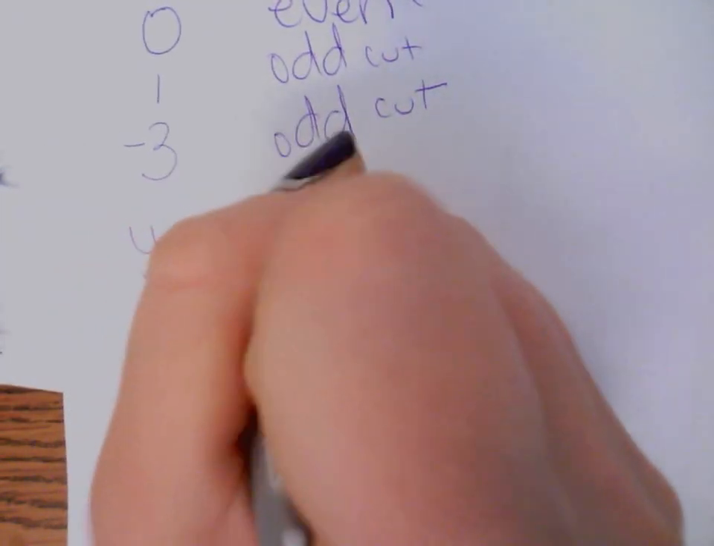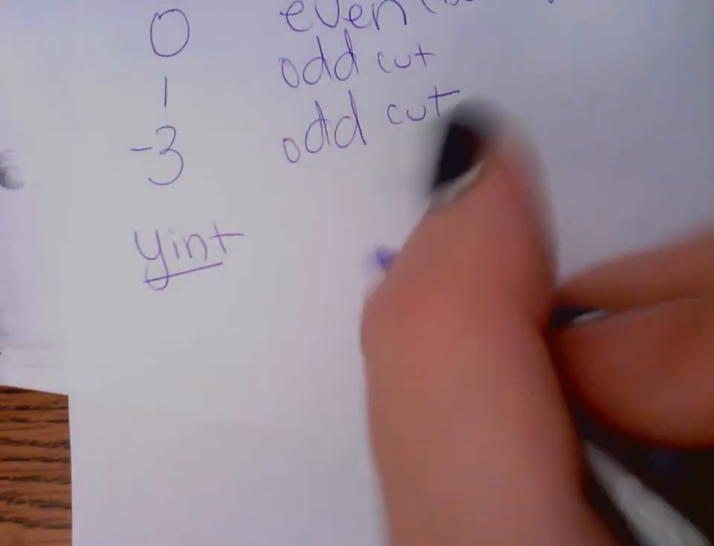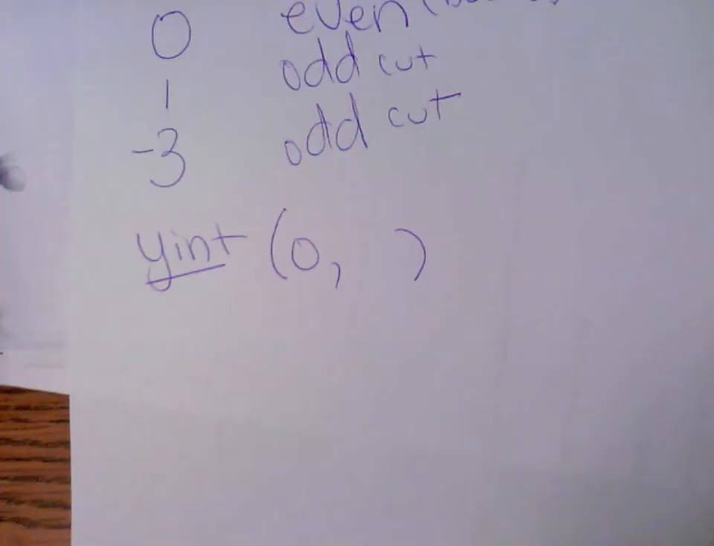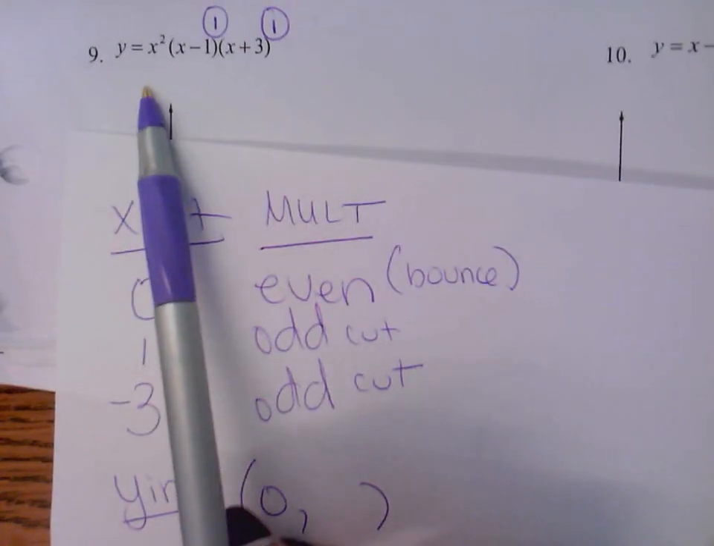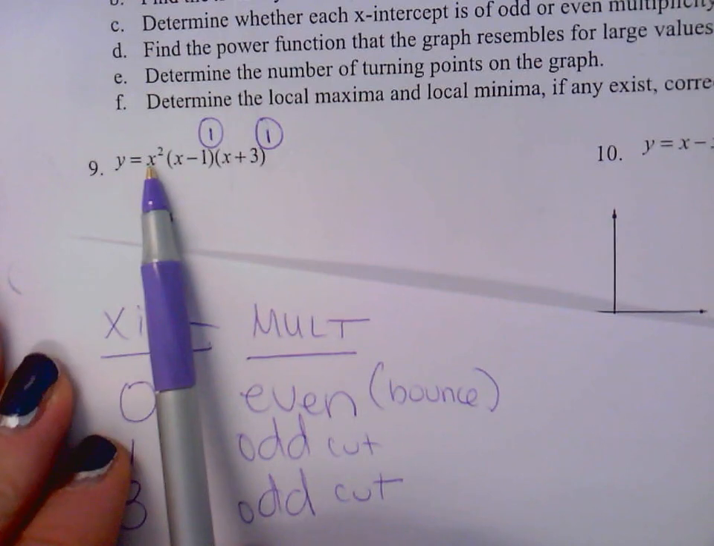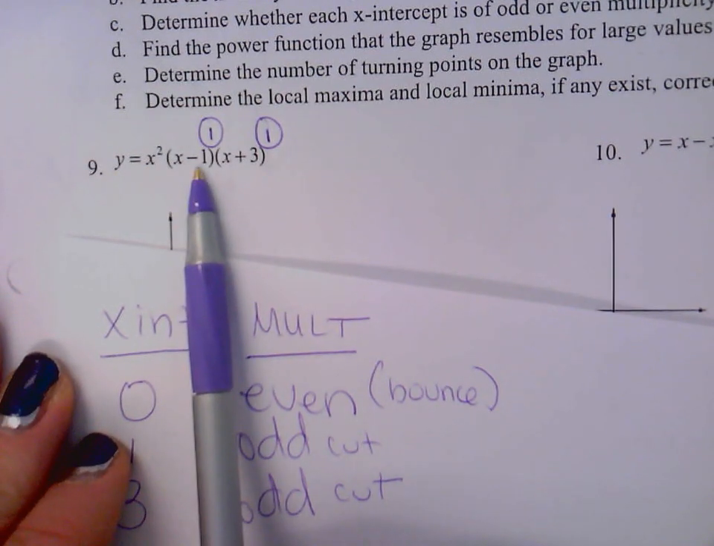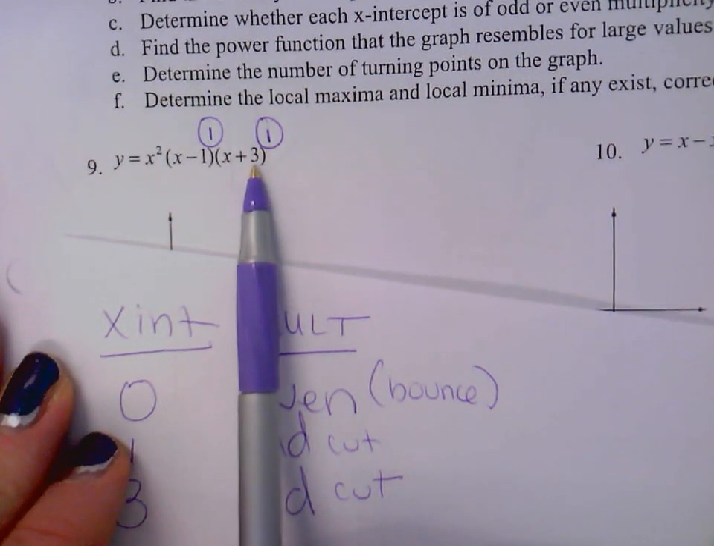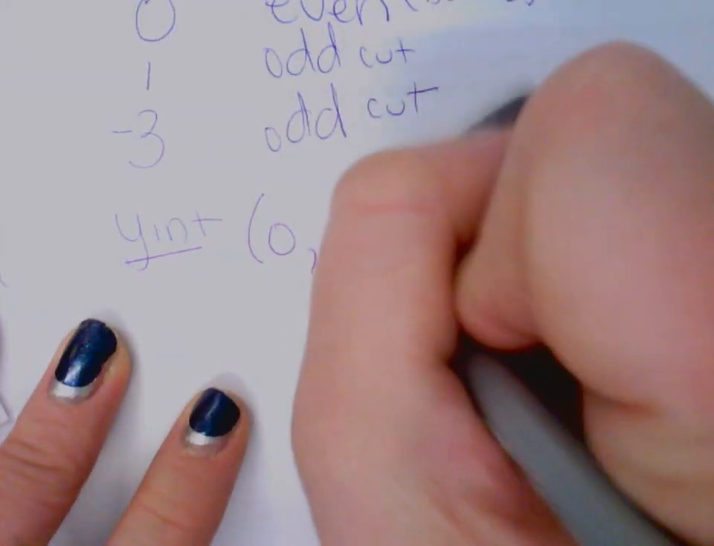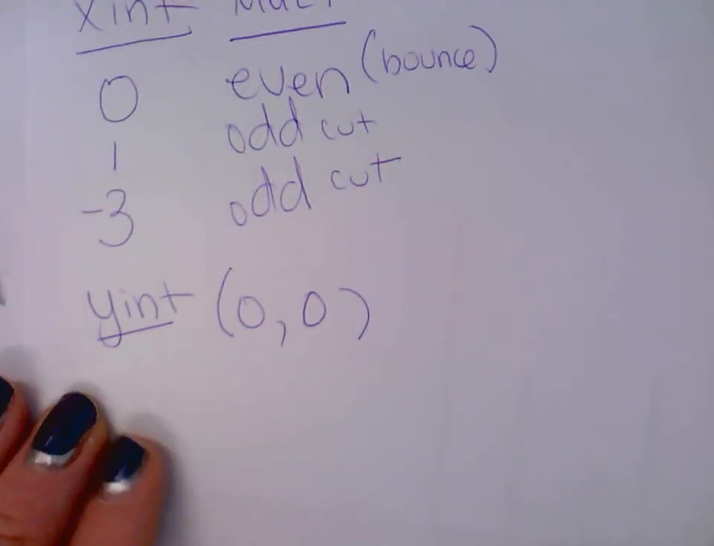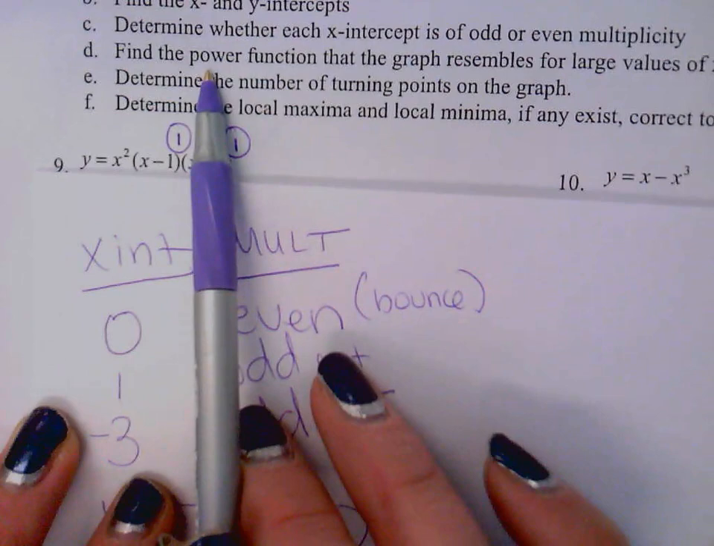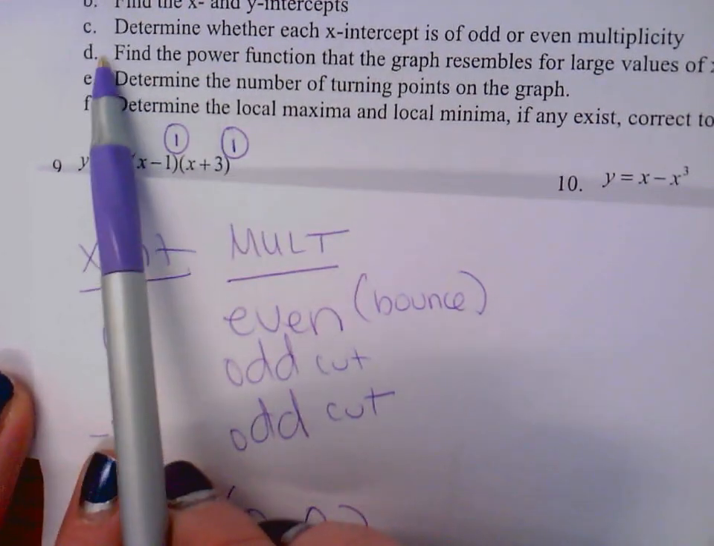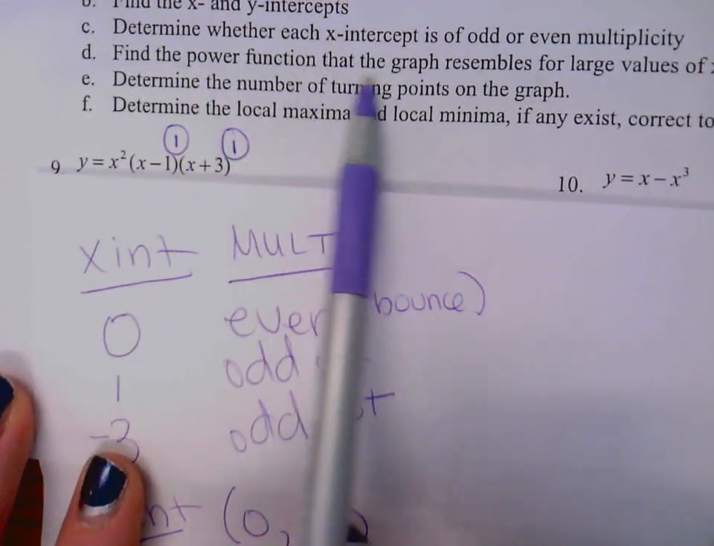How do I find the y-intercept of any function? Plug in 0 for x, right? So when I plug in 0 for x, I get 0 times negative 1 times 3, which is 0. So it should make sense that 0, 0 is the y-intercept. They want to know, what is the power function? For part D, that just means what's the degree of the function.